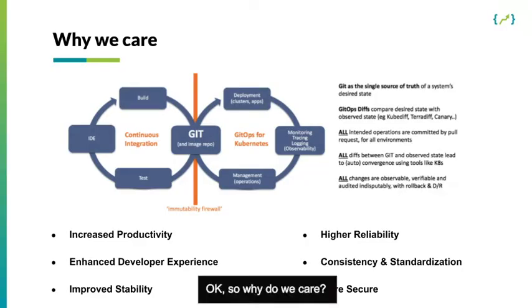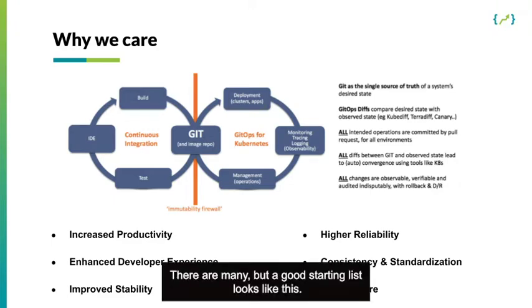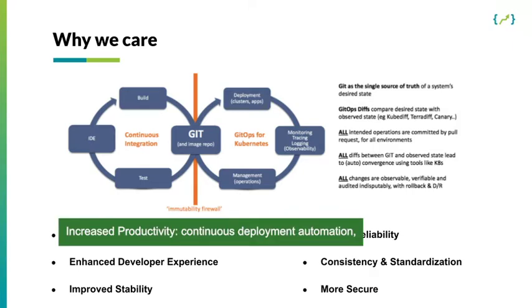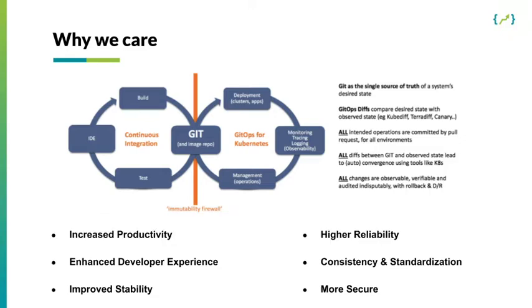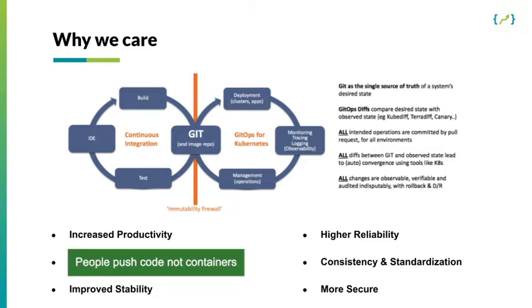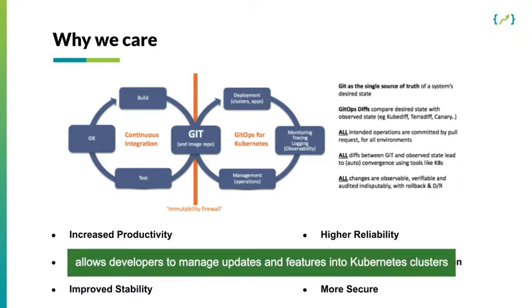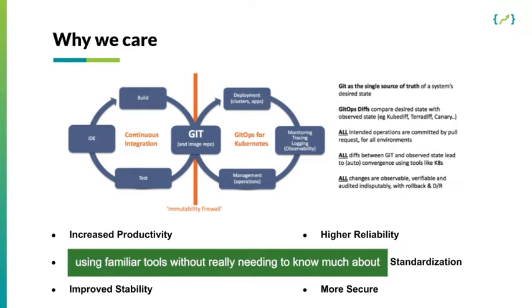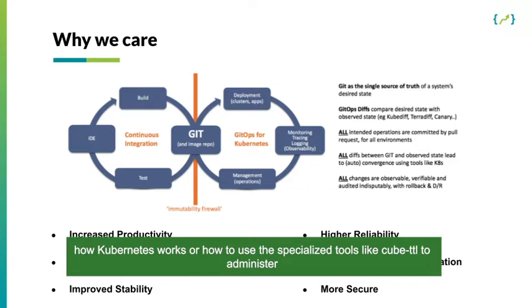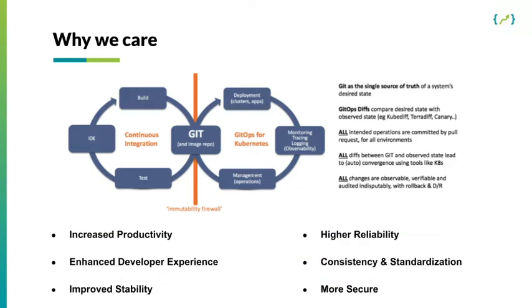All right, so why do we care? What are the benefits of GitOps? There are many, but a good starting list looks like this. Increased productivity. Continuous deployment automation with integrated feedback loops speeds up mean time to deployment. Enhanced developer experience. People push code, not containers. Allows developers to manage updates and features into Kubernetes clusters using familiar tools without really needing to know much about how Kubernetes works or how to use the specialized tools like kubectl to administer it.